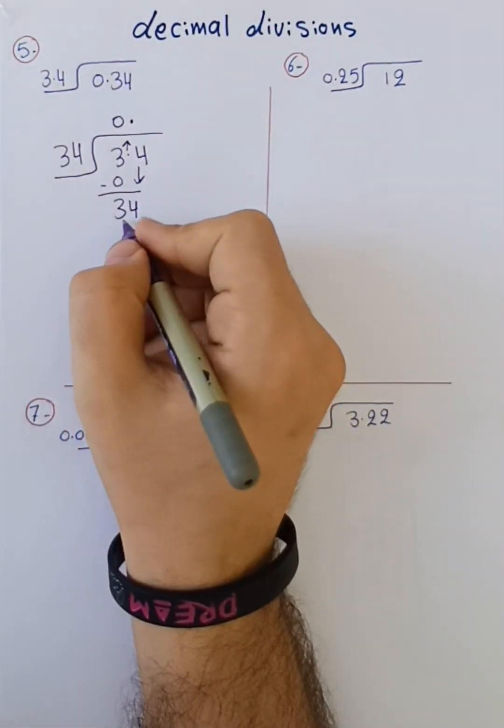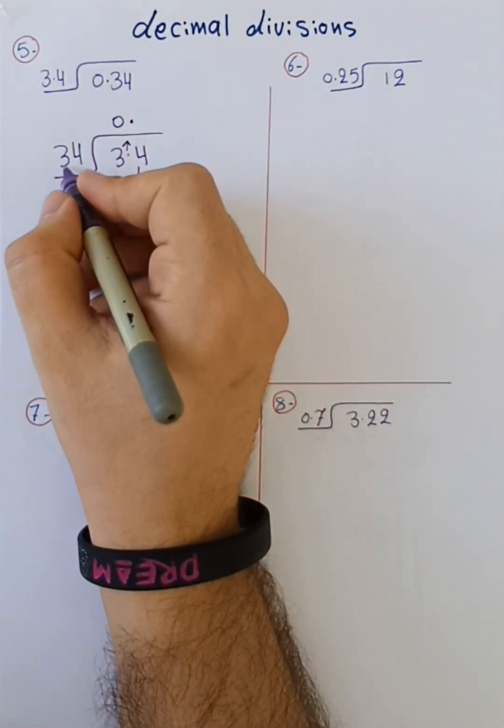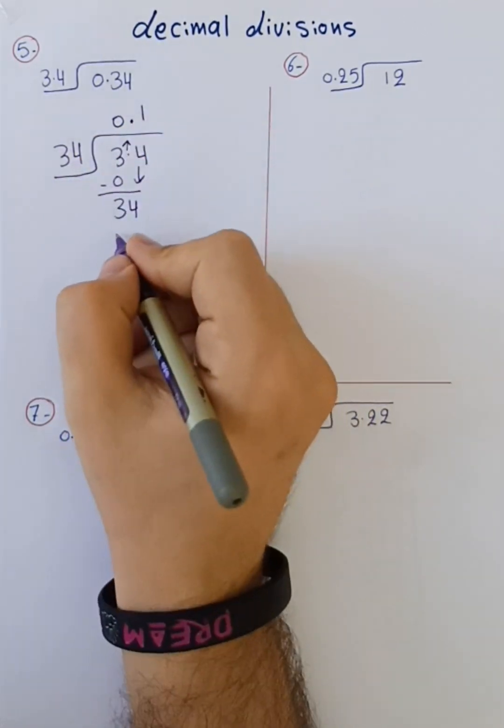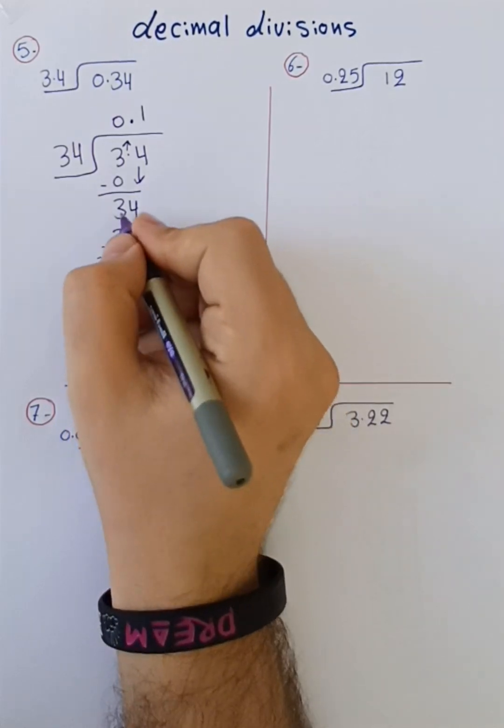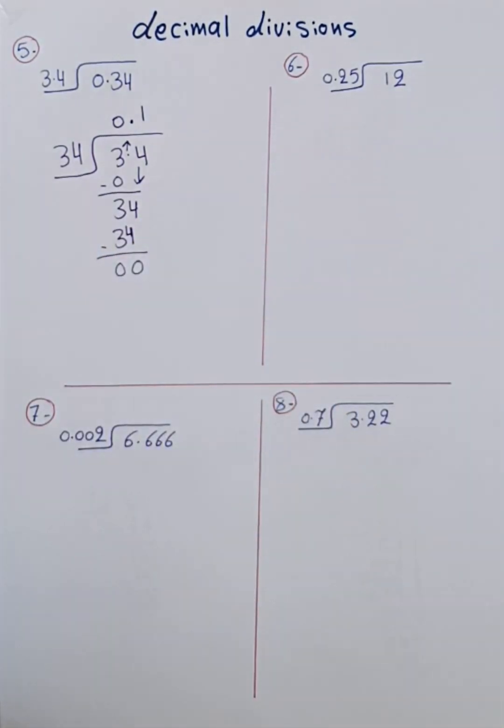Now you have 34. 34 divided by 34 is 1. 1 times 34 is 34. 4 minus 4 is 0. 3 minus 3 is 0. So the quotient is 0.1.